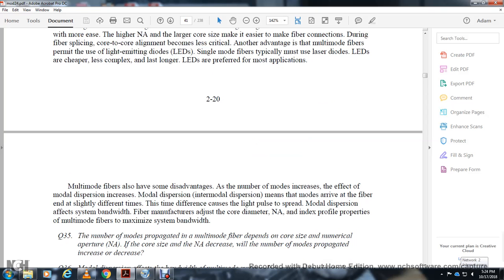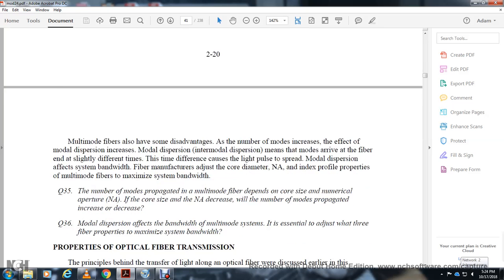Multi-mode fibers also have some disadvantages. As the number of modes increases, the effect of modal dispersion increases. Intermodal dispersion means that modes arrive at the end of the fiber at slightly different times. Because of this difference, the light pulse spreads, and modal dispersion affects the system bandwidth. Fiber manufacturers control the core diameter, numerical aperture, and index profile properties of the multi-mode fiber to achieve the maximum system bandwidth.